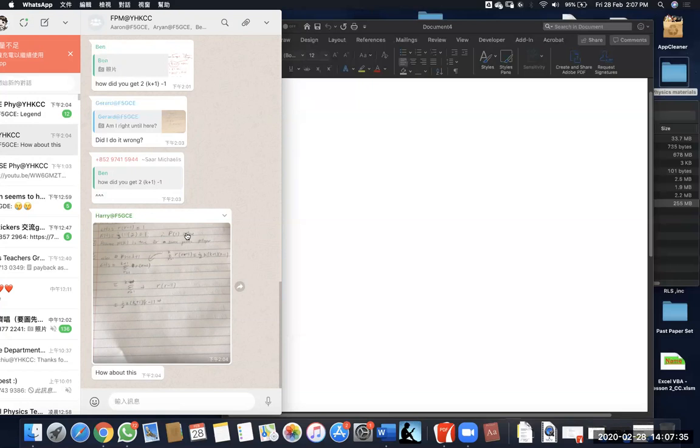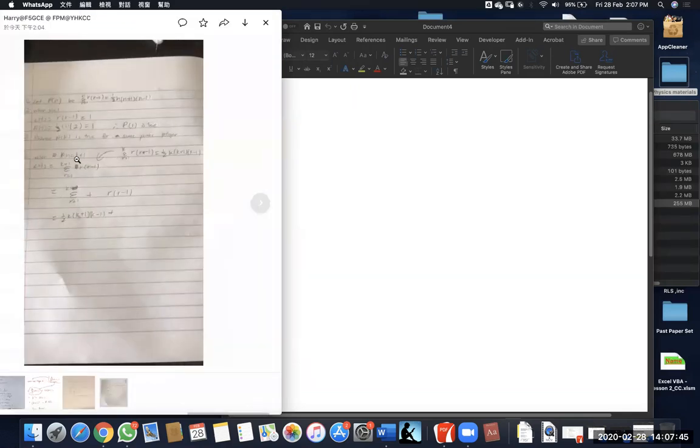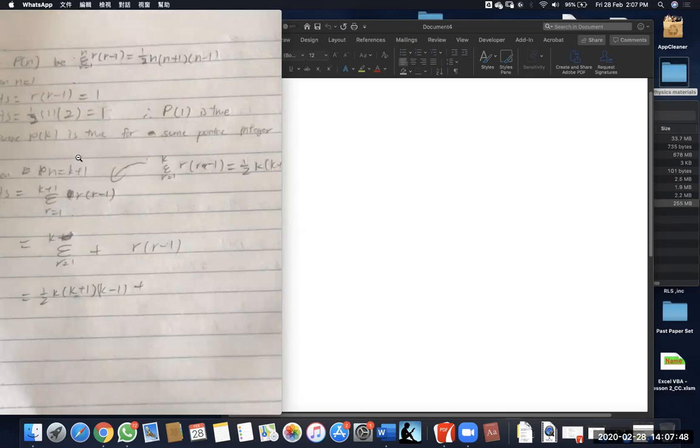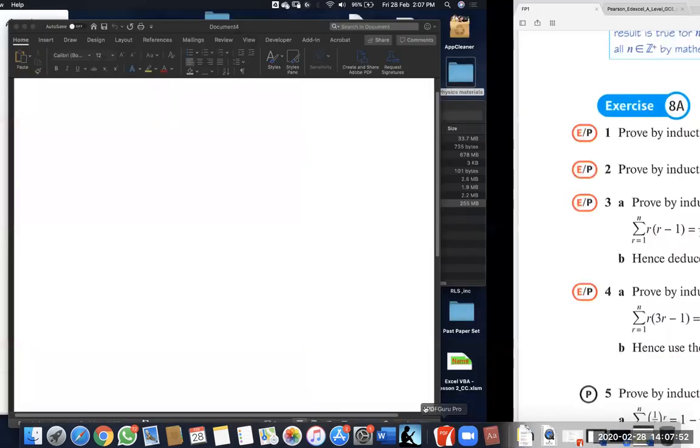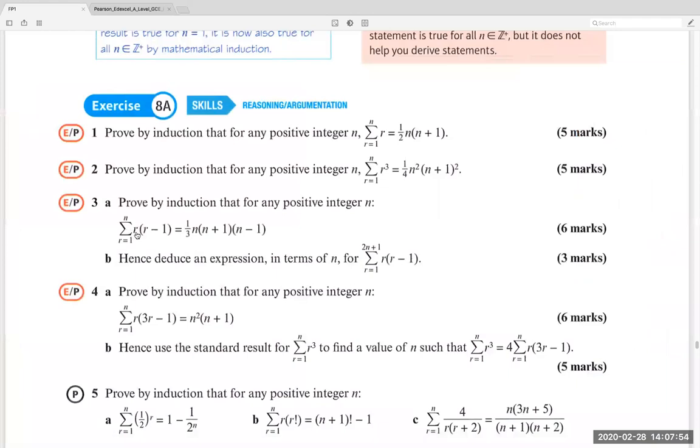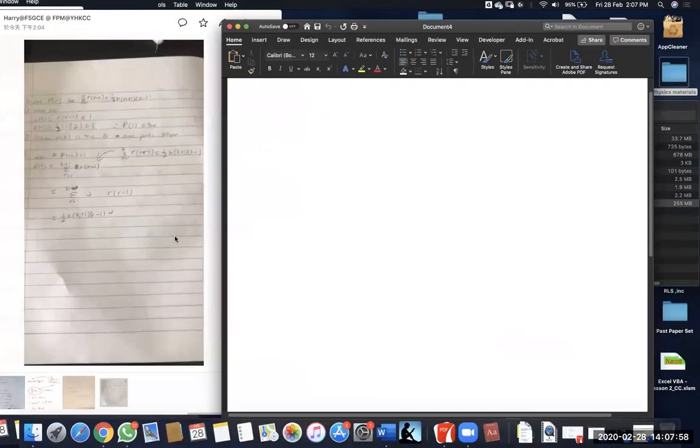Wait, sir, how did you define the rth term again? The rth term is just the thing in the summation sign. Oh, this one. Yeah, the rth term. r times (r minus 1) is the rth term. I think I get it. And I can't help you if you can't factorize it.